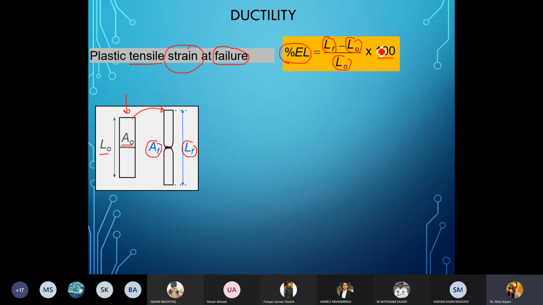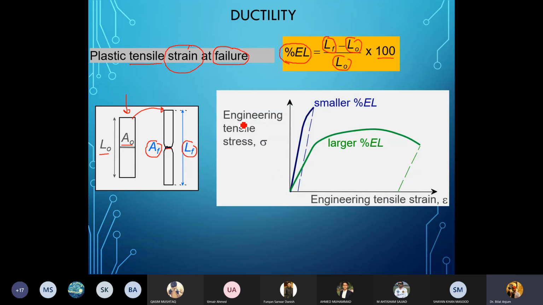If you look at the tensile stress strain plot, engineering tensile stress versus engineering tensile strain, you see that if you have lesser strain up till the fracture point, you would have smaller percentage elongation. Similarly, if you have a larger strain up to the fracture point, you would have a larger percentage elongation, provided your maximum stresses are comparable. All right.